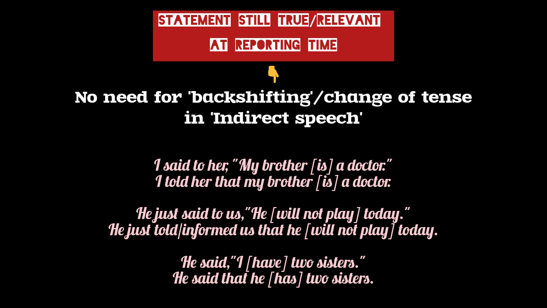He said to us, "He will not play today." Here too the quoted statement is still relevant at the time of reporting it in the indirect narration. So the reported verb remains in the same simple future tense. He just informed us that he will not play today. He said, "I have 2 sisters." As you can see, here the speaker's statement expresses a fact that's going to remain true even at the time of reporting it in the indirect narration. So no change of tense in the indirect narration in spite of the reporting verb being in the simple past tense. He said that he has 2 sisters.